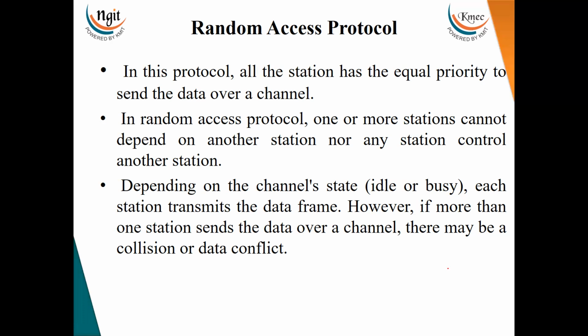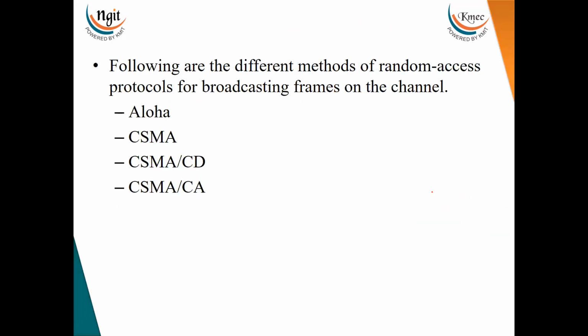That means here, depending on the channel state, each station transmits the data frame. However, if more than one station sends the data over a channel, then there may be a collision or data conflict. Okay. And now here, these are the following different methods of random access protocol.